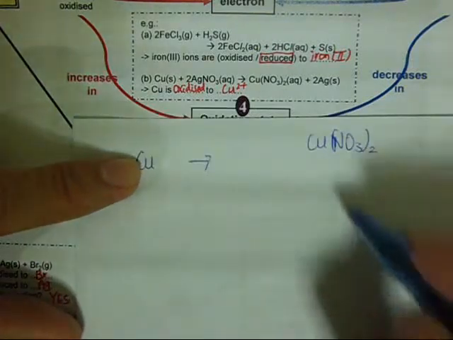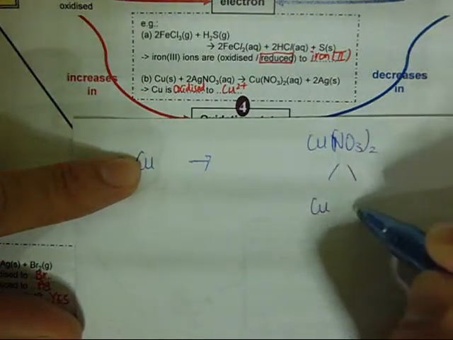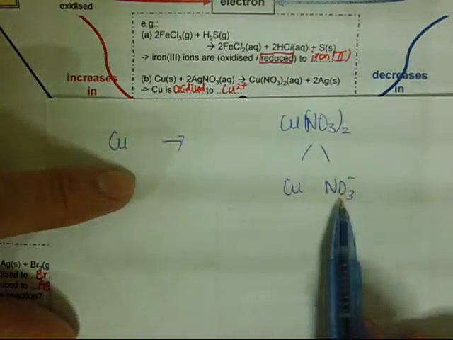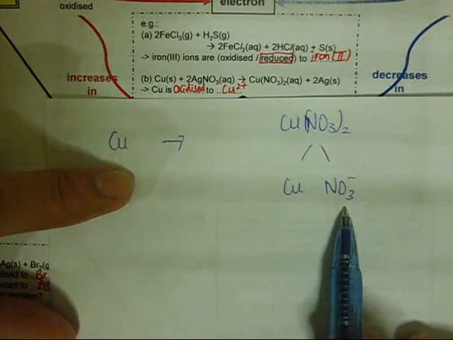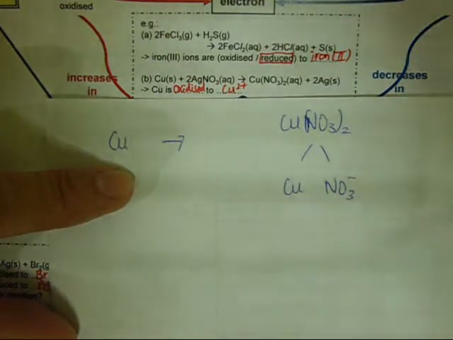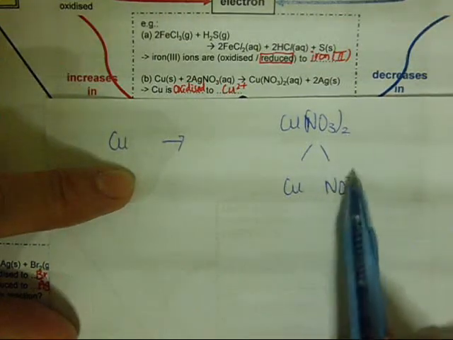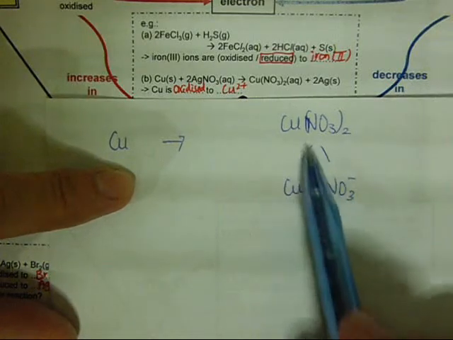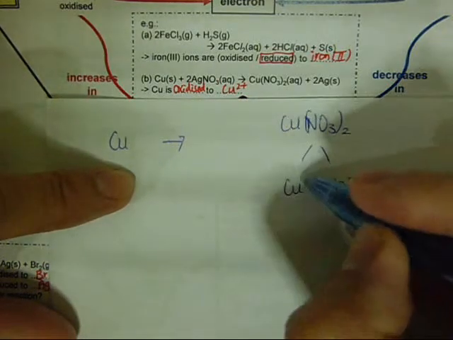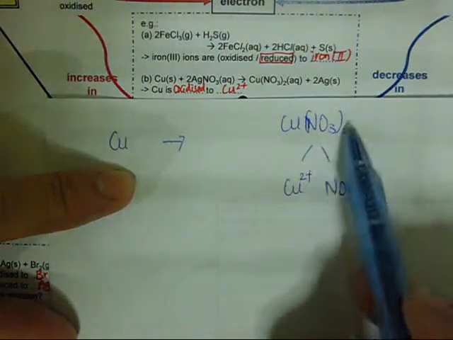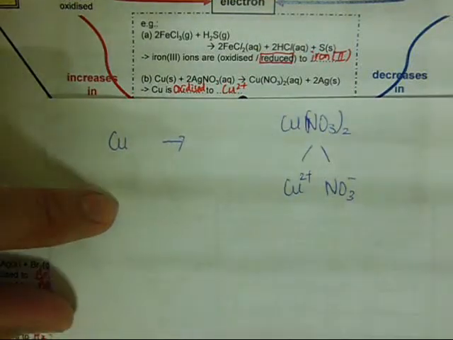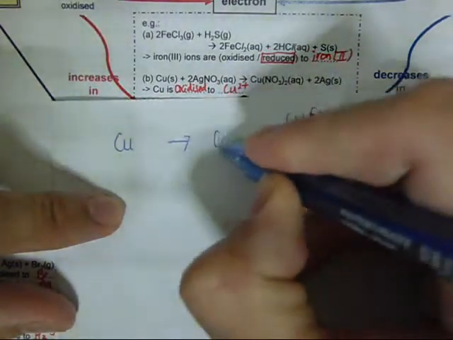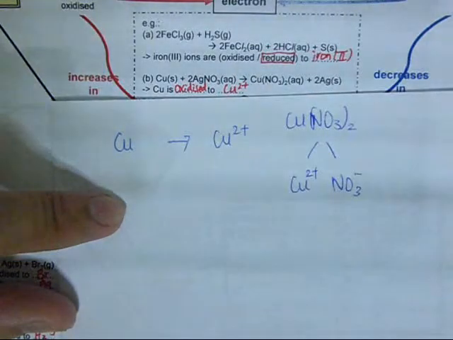This one again is an ionic compound. You can split it into copper and nitrate. Nitrate is one of the polyatomic ions whose formula you need to remember. It is NO3 negative. There are two of them, so the total charge on this side will be 2 negative. This side must be 2 plus in order to balance the charge, because the whole thing has charge 0. So this is actually copper 2+.